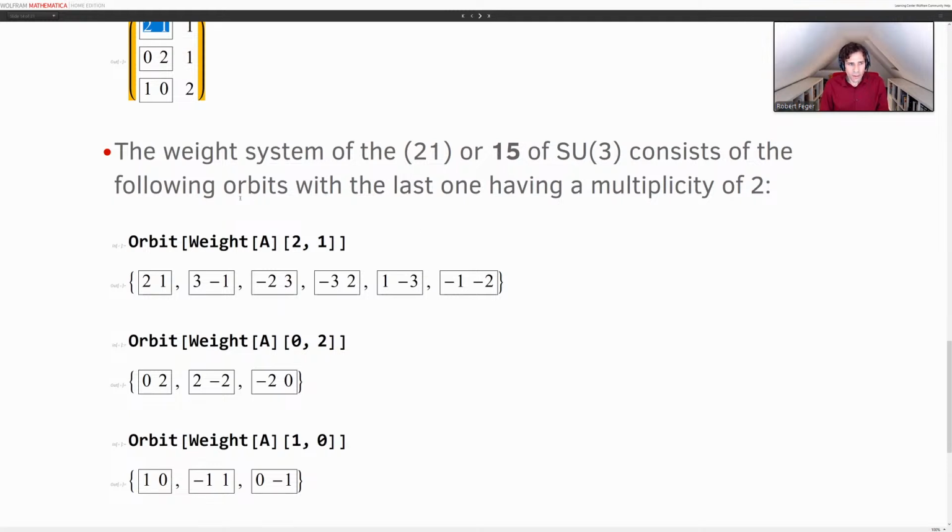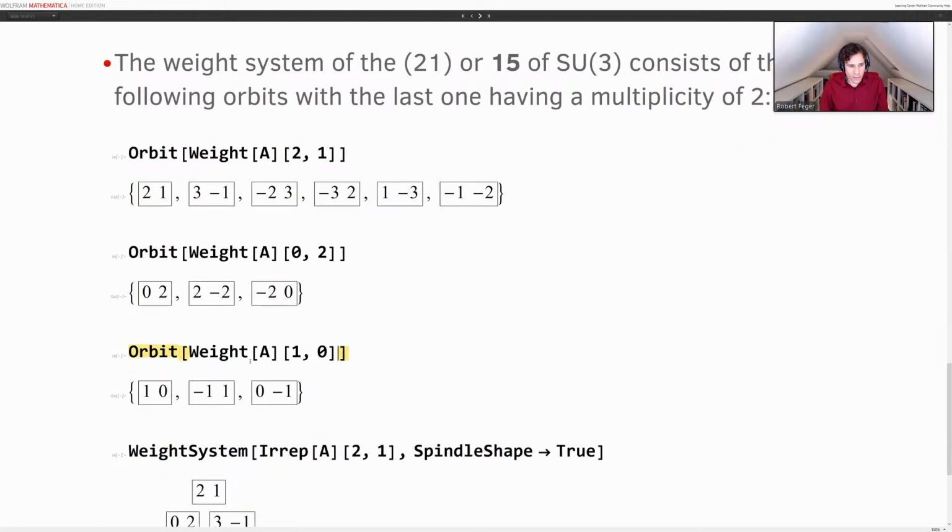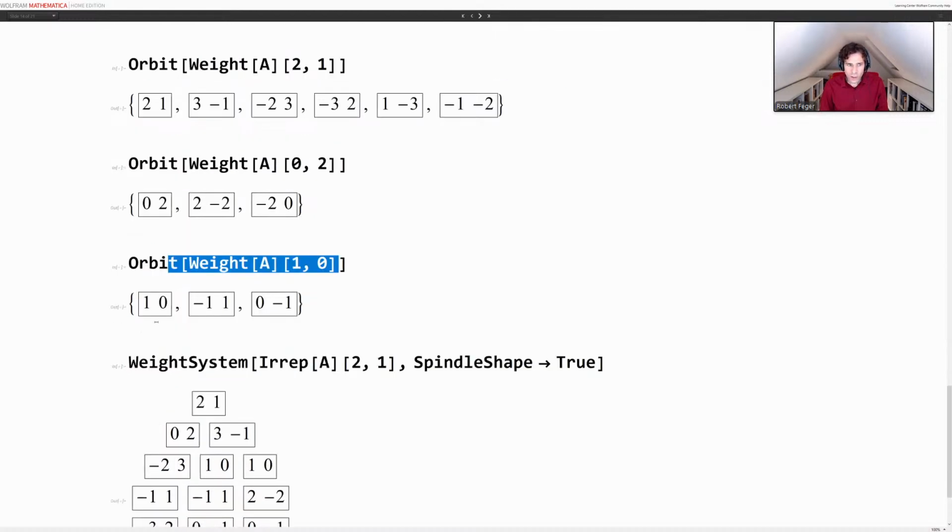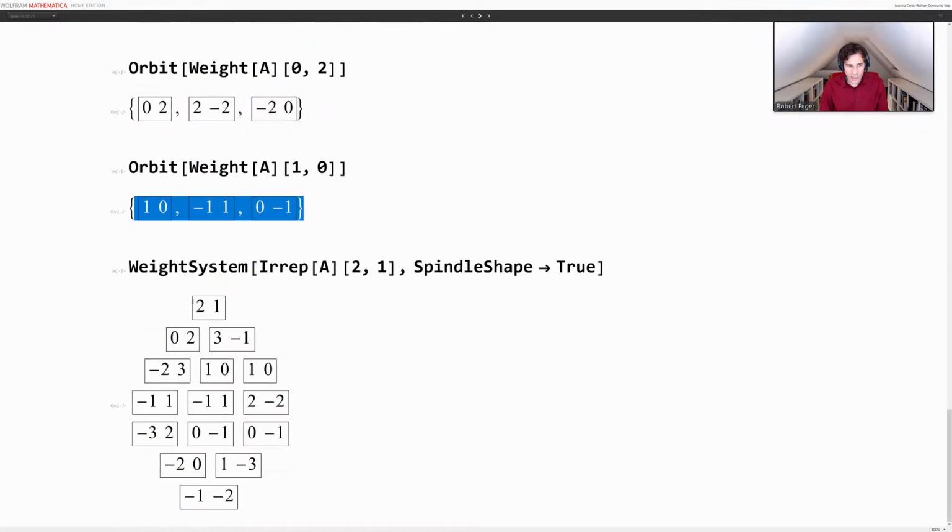So now you just have to generate the weight system of the 2, 1 or the 15 of SU3 by generating the orbits out of the dominant weights. So this is the orbit of the first one, this is the orbit of the second one, this is the orbit of the third one, and the third one has a multiplicity of 2. So you have to replicate all of these weights here 2 times. So the weight system in the end will turn out like this, and you see, for example, this 1, 0 appearing here and here. So 2 times, and you can go through the others as well, appearing 2 times. Everything else is appearing just once.